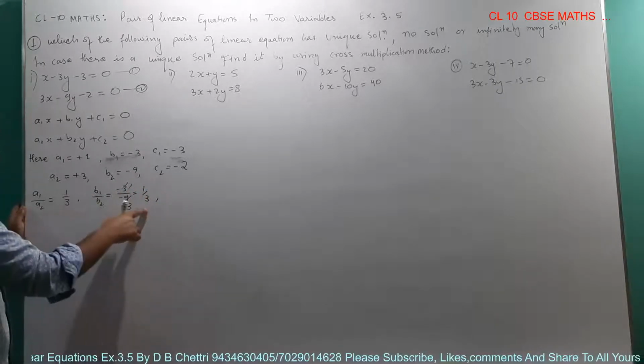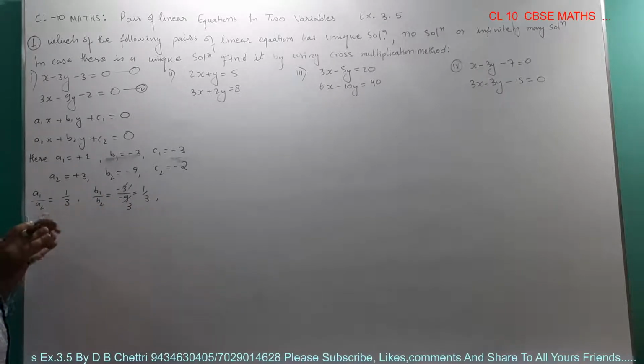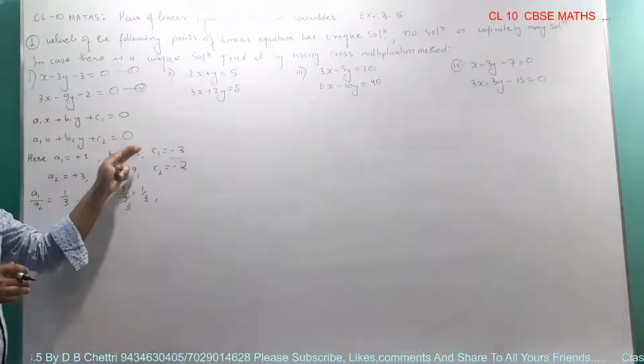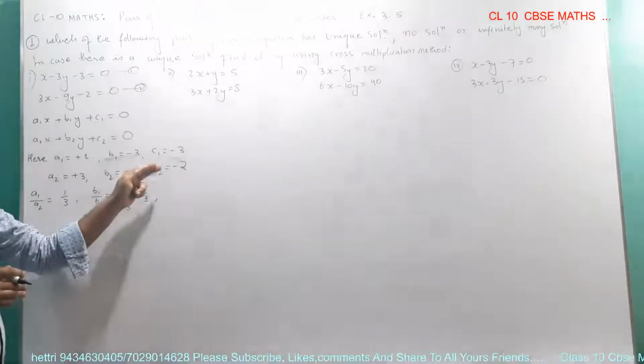If these two are same, if the a1 by a2 and b1 by b2 values are same, then only get the third ratio. Okay, that is c1 by c2. If these two are not same, then no need to find the third ratio.